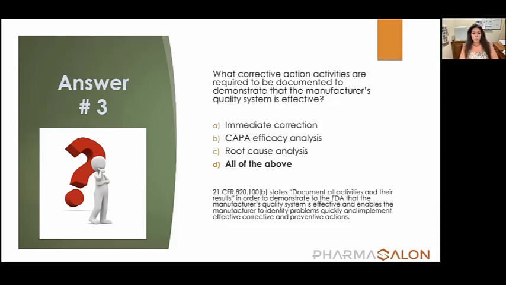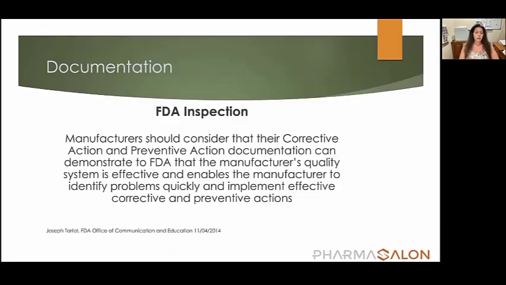The CFR states, document all activities and their results in order to demonstrate to the FDA that the manufacturer's quality system is effective and enables the manufacturer to identify problems quickly and implement effective corrective and preventative actions. This is straight from the FDA Office of Communication and Education. The statement is that manufacturers should consider that their corrective action and preventive action documentation can demonstrate to the FDA that the manufacturer's quality system is effective. So that's like what I said before. Make sure that your documentation paints the whole picture, tells the whole story, and is able to describe it and show how you've corrected it and how you can handle it if it shows up.